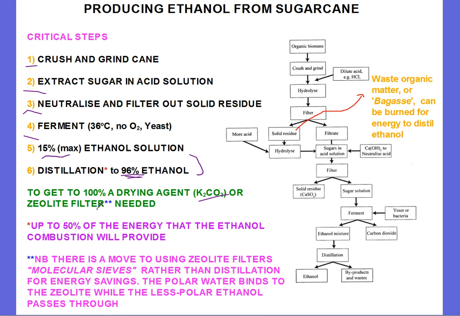One of the problems with this whole process is that the energy required for distillation consumes up to about 50% of the energy you're going to get out of the ethanol at the end as well, so it's highly energy intensive. And because of this, there's actually a move nowadays, something quite modern, to use zeolite filters rather than trying to do distillation. What the zeolite filters do is actually help to filter the ethanol from the water.